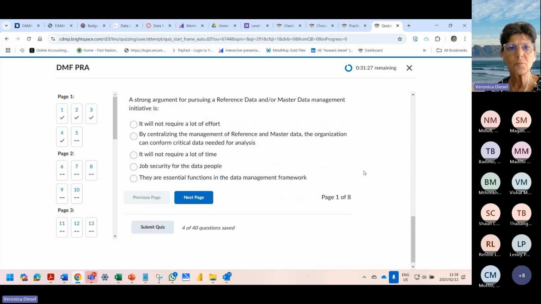A strong argument for pursuing a reference data and or master data management initiative is job security for the data people.